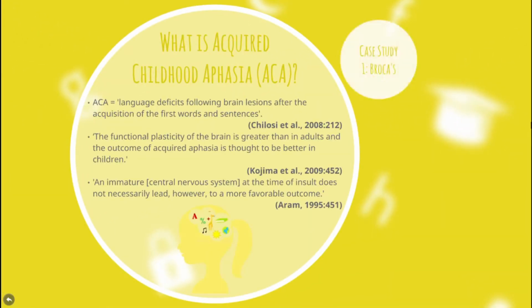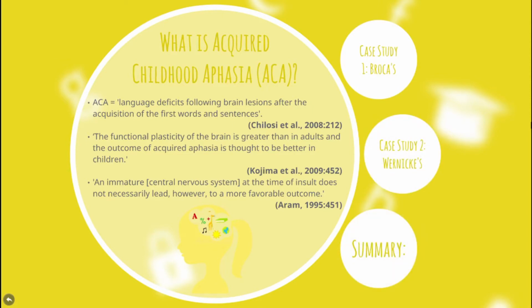Acquired childhood aphasia may be defined as the language deficits following brain lesions after the acquisition of the first words and sentences. This generally applies to the child patients after 2 years old. In children, it has been reported that the functional plasticity of the brain is greater than in adults, and therefore the outcome of acquired aphasia is thought to be better also. However, in the last 15 years, a more dynamic view of the neural plasticity related to language development has emerged, particularly with regards to how age at insult and stage of language acquisition impact the outcome in acquired childhood aphasia. Studies show that brain injuries during these critical periods may cause more significant and severe outcomes. This means that an immature central nervous system at the time of insult does not necessarily lead to a more favourable outcome. The following case studies demonstrate how 2 children deviate from typical aphasiac patients.